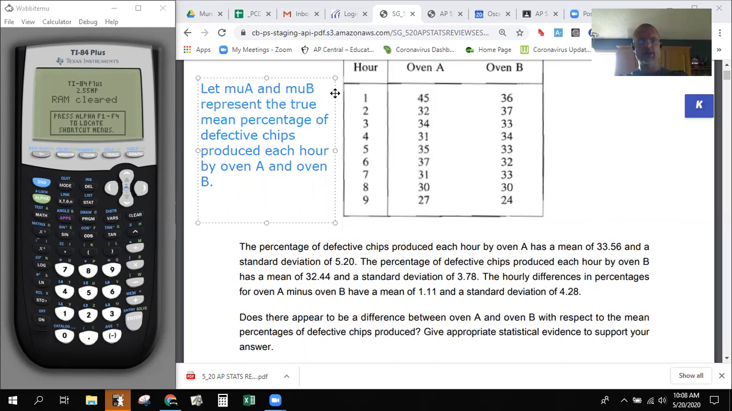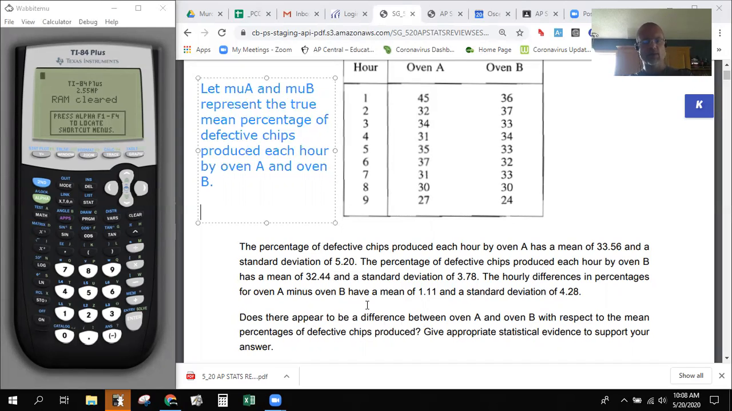Then the next one, P, the hypotheses. It looks like A minus B is 1.1. If I look down here, I can tell that the mean for A is higher in my sample, but they just want to see if it's different. Does there appear to be a difference? So a difference means it's going to be two-tailed.